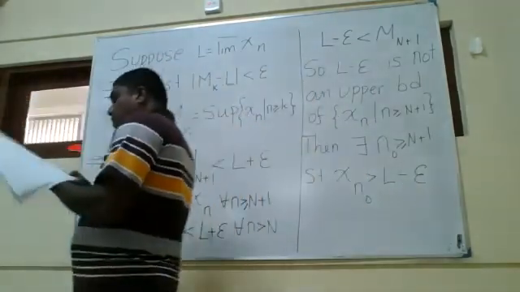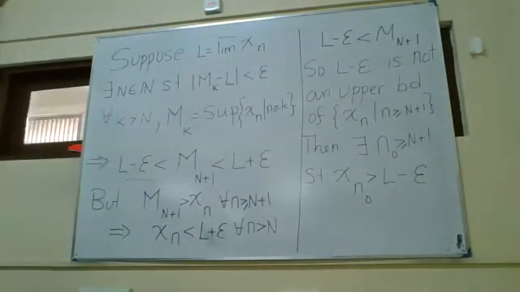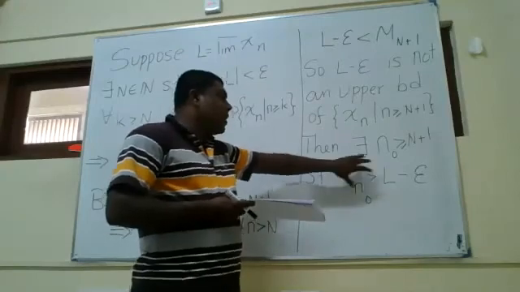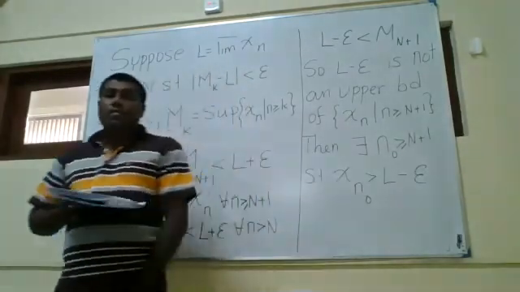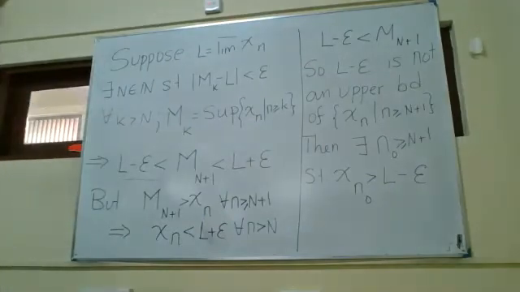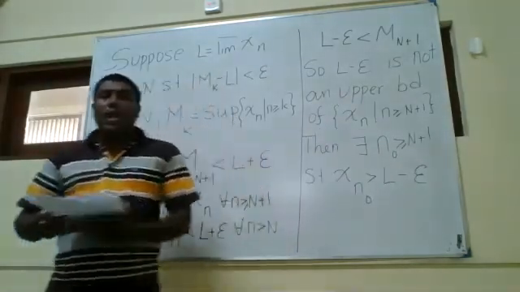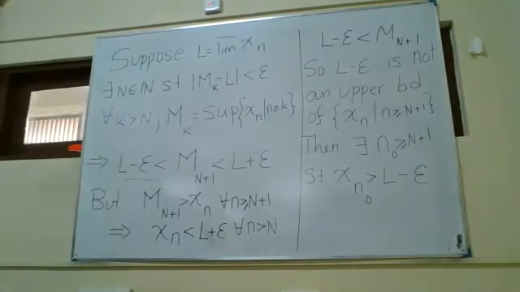This is again something we studied in chapter 1, right? If something is not an upper bound of the set, then we can pick at least one element inside the set which is larger than that real number. Because L minus epsilon is not an upper bound, you can pick one element inside the set, xn naught, which is the name I gave here, right? Such that this is greater than L minus epsilon, right?